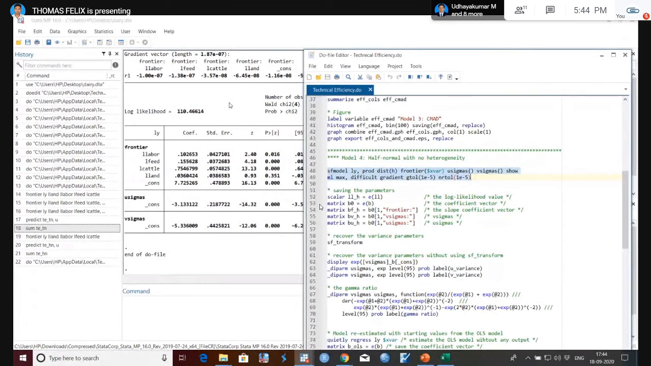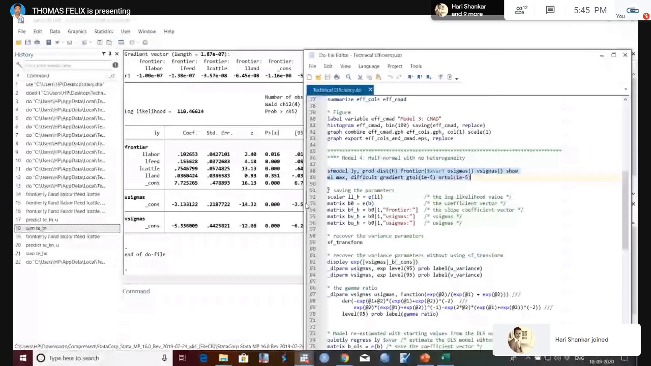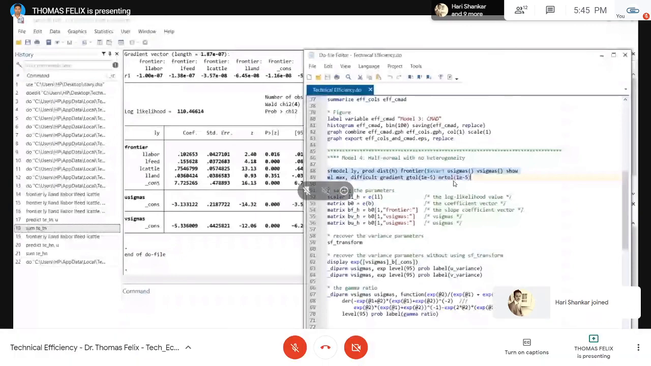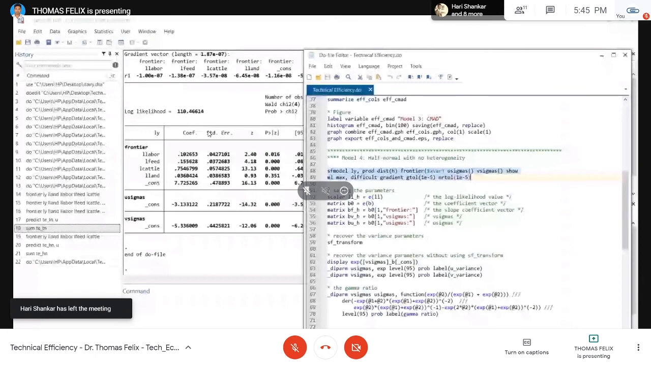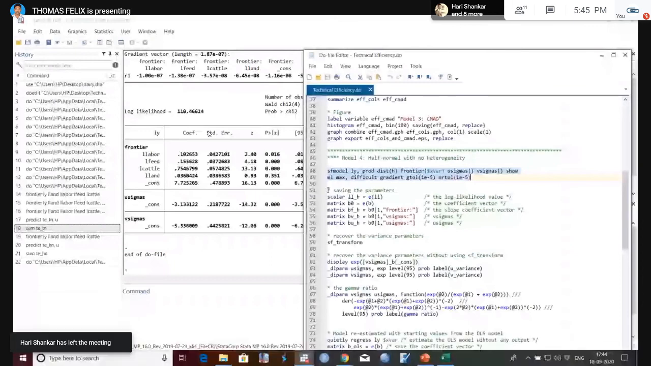So first I have used the scalar, the log likelihood values. Usually the log likelihood values tell about the model fit. After that I am predicting the coefficient vectors. So BF is nothing but the slope coefficient, and H is using the half normal distribution.